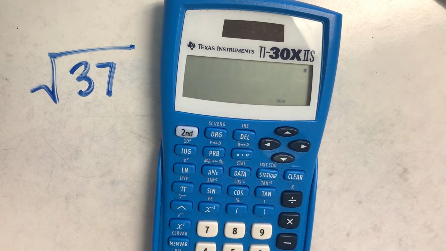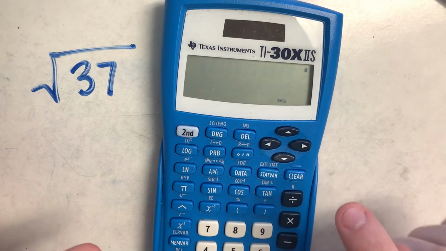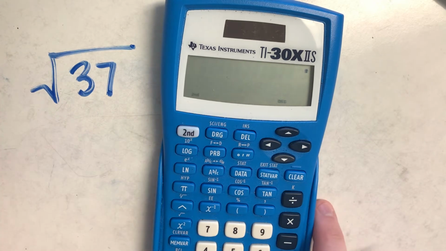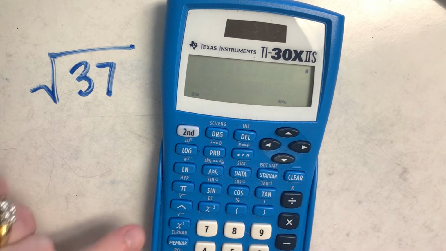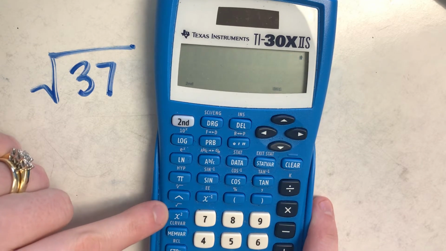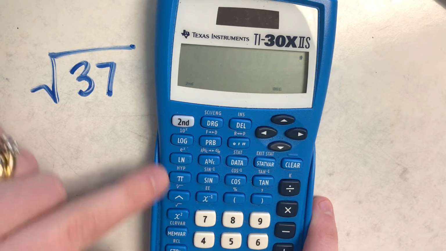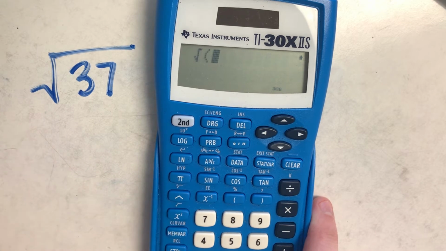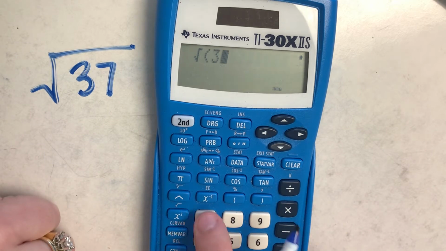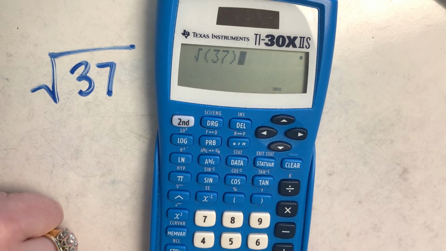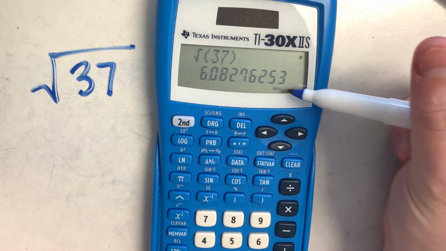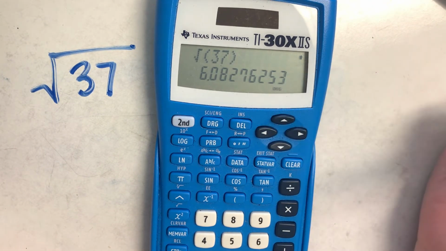What you're going to do is take your calculator, and you need to know how to type square roots into it. You're going to hit the second button, and then come down to the x squared button. Notice above it, it's got a square root symbol. Hit second, x squared, and now you have that square root symbol. Then you'll just type 37, close your parentheses, enter, and there you go. That right there would be the square root of 37.